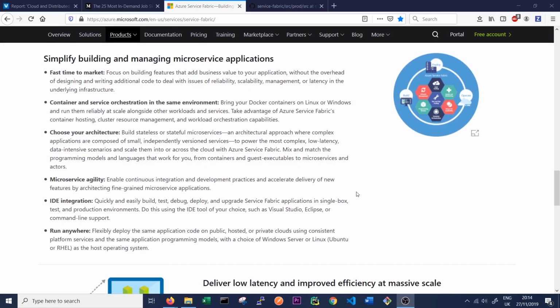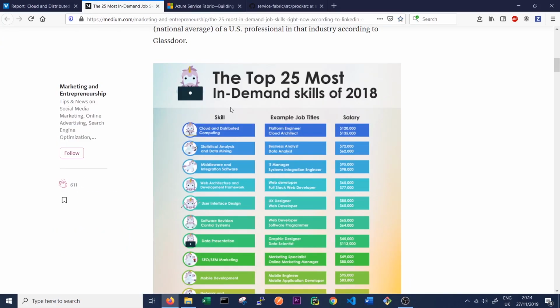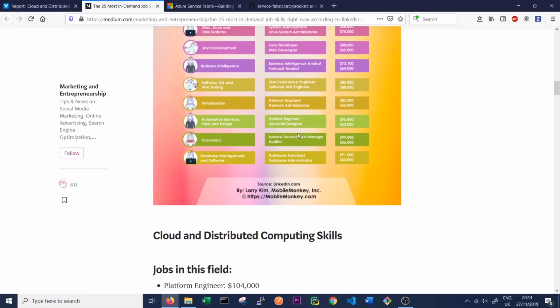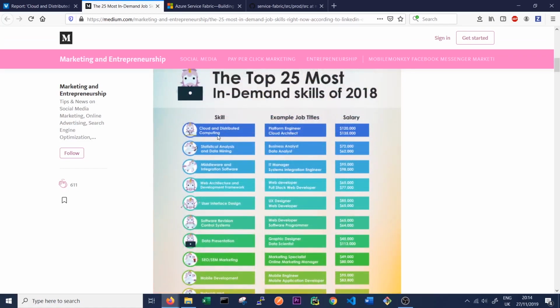Apart from getting a job in one of these companies, why would a developer want to learn about Azure Service Fabric? So if we look at this Medium post, which has information here from a LinkedIn survey, we can see that cloud and distributed computing skills top the salary scale for the most in-demand skills of 2018. So this includes things like Service Fabric, Kubernetes, or anything that's deployed on the cloud and is related to distributed systems. This is obviously a very in-demand skill, so it's a skill a lot of employers are looking for, and it's a skill that a lot of new applications demand. So in this tutorial, we'll look at both.